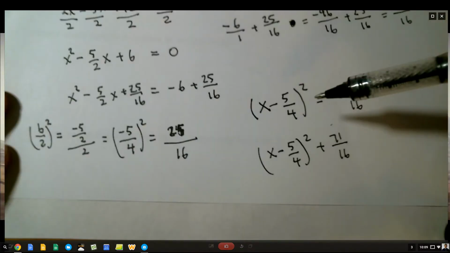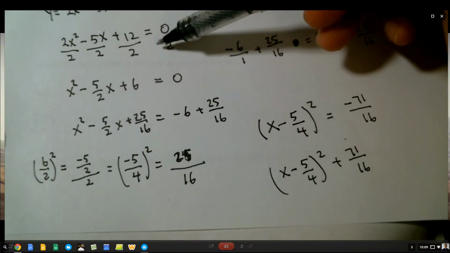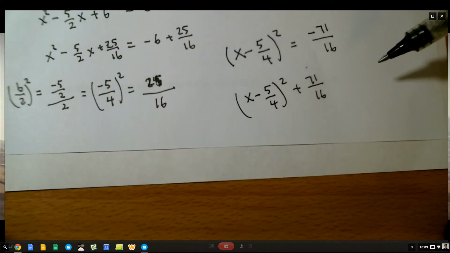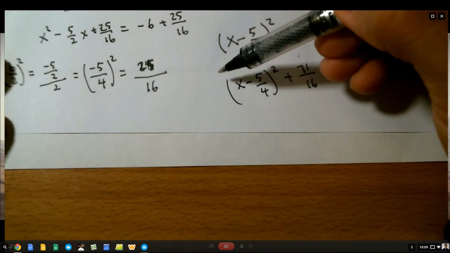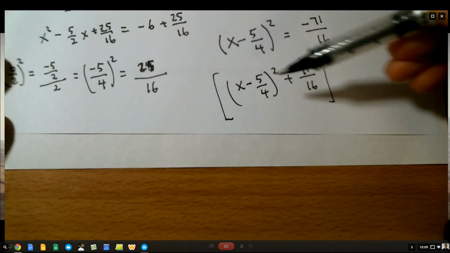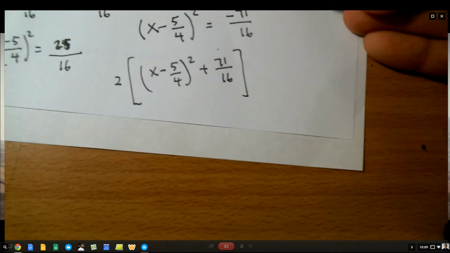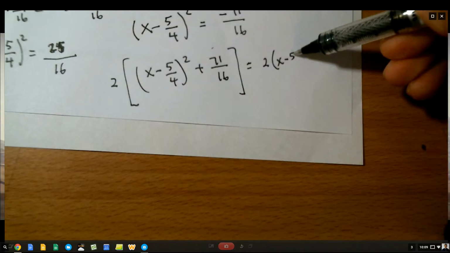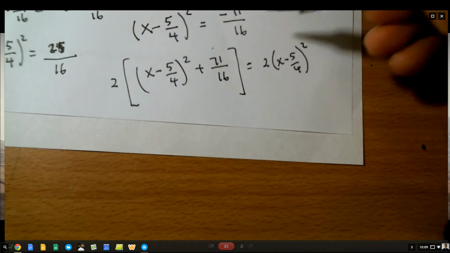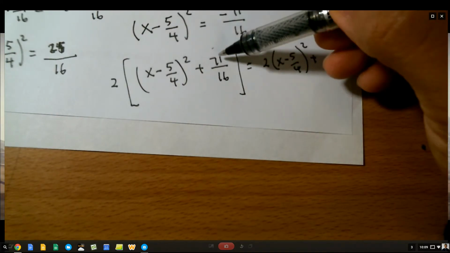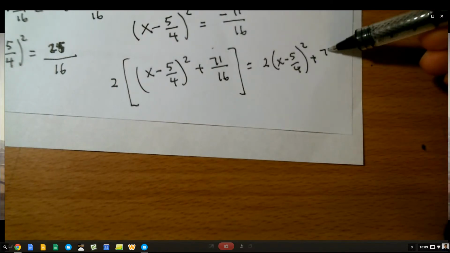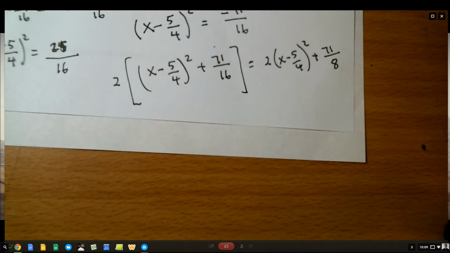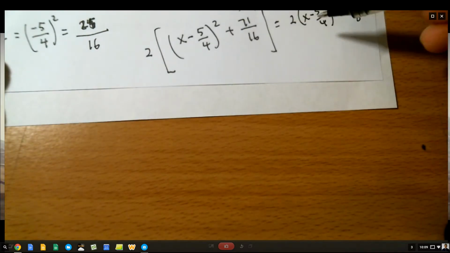The problem is, before, remember, we divided everything by 2. So now we have to multiply everything by 2 back. So we're going to multiply everything here by 2, which is simply 2 times x minus 5 over 4 squared plus 71 over 16 times 2 is 71 over 8. And that would be my final answer.